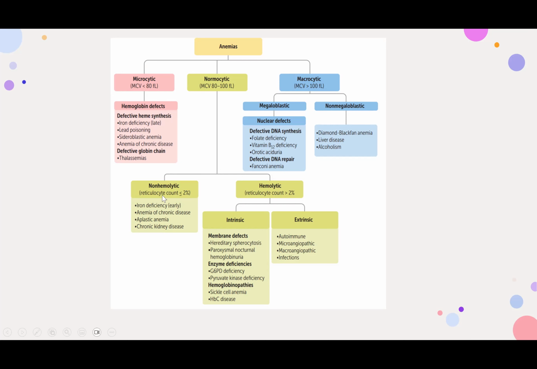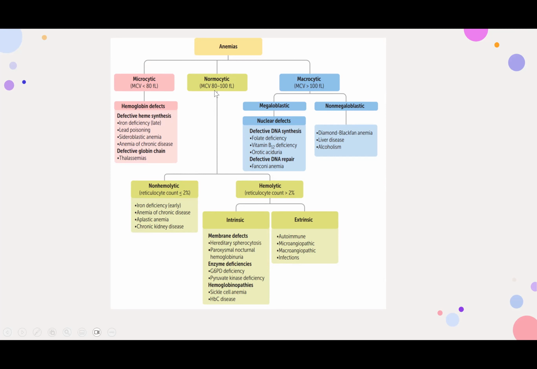Now, a non-hemolytic anemia means a reticulocyte count below 2%. Okay? Iron deficiency anemia, early iron deficiency anemia could be normocytic. Anemia of chronic disease could be normocytic. Aplastic anemia is normocytic because you have a defect in the synthesis from the bone marrow. Chronic kidney disease, same thing. You don't have erythropoietin, meaning you have a defect in the synthesis in the bone marrow. So aplastic anemia and chronic kidney disease cause normocytic anemia.